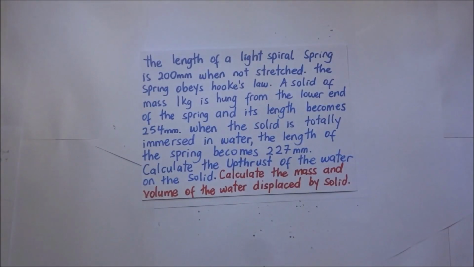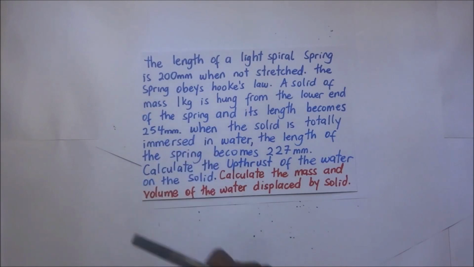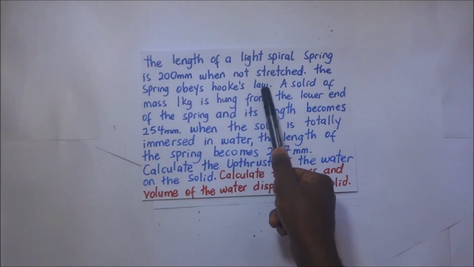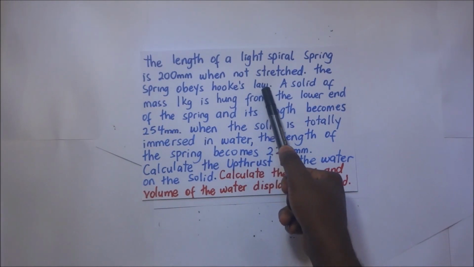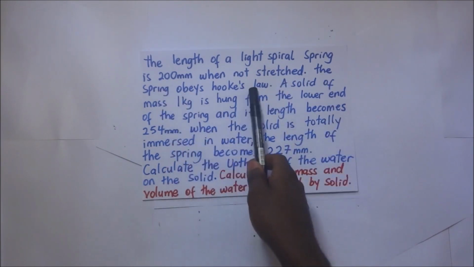The length of a light spiral spring is 200 millimeters when not stretched. It means that's its original length when it's not stretched. So the spring obeys Hooke's law. I assume that you all understand Hooke's law, that the force applied on an elastic string is directly proportional to the extension, provided the elastic limit is not exceeded.